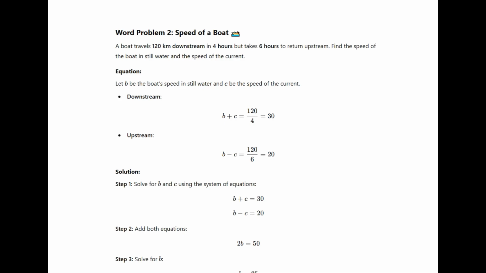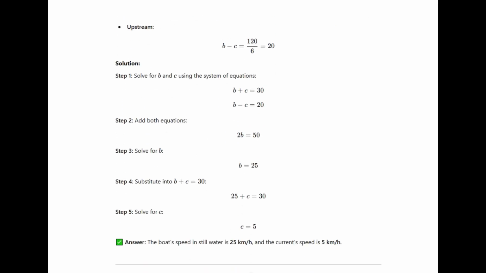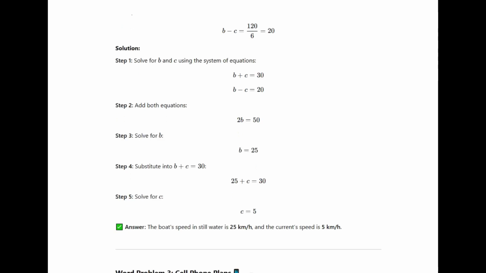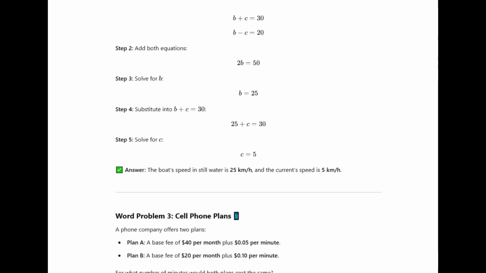Step 2. Add both equations. 2B equals 50. Step 3. Solve for B. B equals 25. Step 4. Substitute into B plus C equals 30. 25 plus C equals 30. Step 5. Solve for C. C equals 5. The boat's speed in still water is 25 kilometers per hour, and the current speed is 5 kilometers per hour.